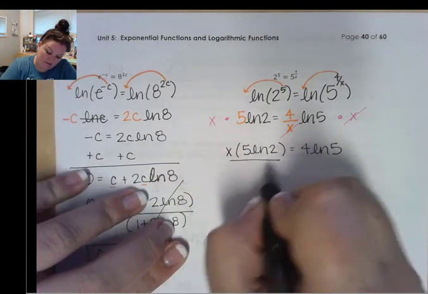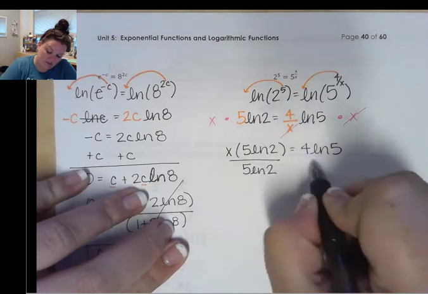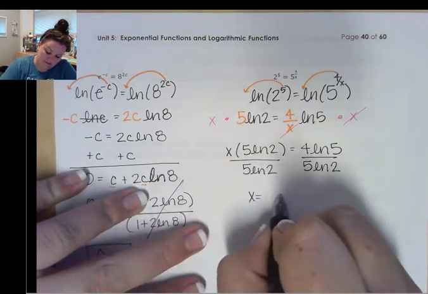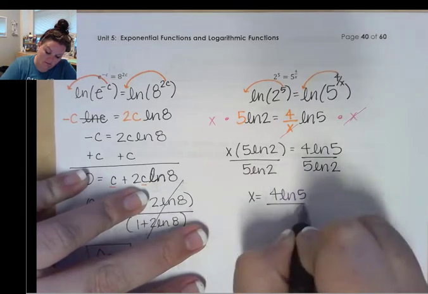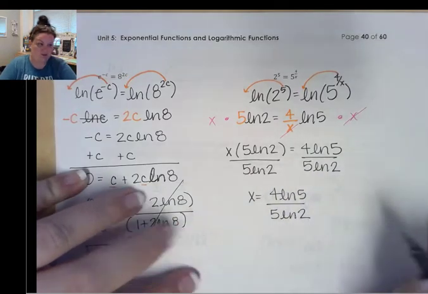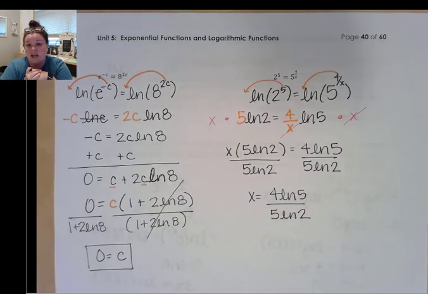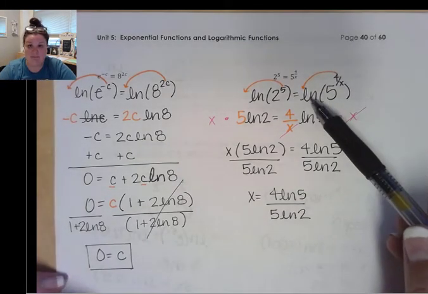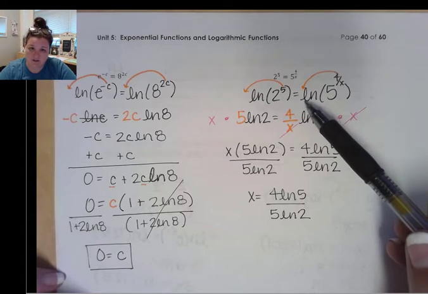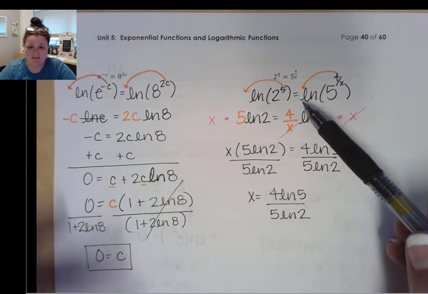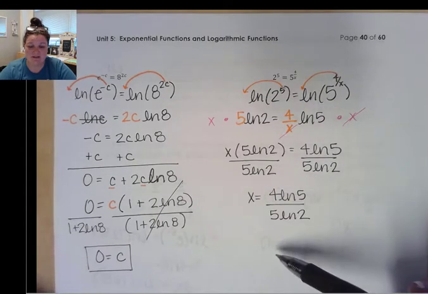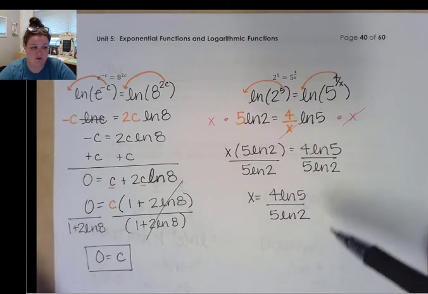So I'm just going to go ahead and divide this side by 5 ln 2, divide this side by 5 ln 2. So x is equal to 4 ln 5 over 5 ln 2. Okay. Now, these are the kind of steps I want to see when I'm grading your exams. If you go straight from this to magically having an answer, I know that you're using a math app, or I know that you're just cheating, basically, right? So justify your answer to me through showing your work.